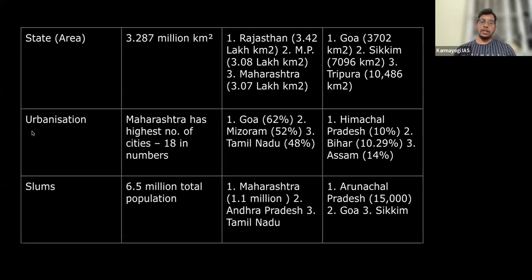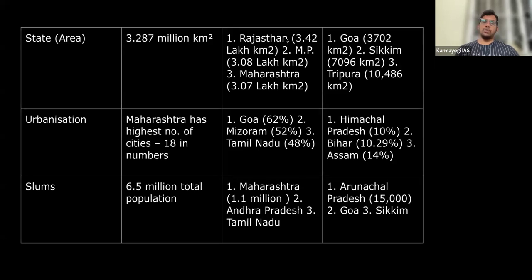So we have a high in Goa. You can see urbanization here. Goa is 62% urbanized, followed by Mizoram and then Tamil Nadu, right? Maharashtra has the highest number of cities, 18 cities. Then Himachal Pradesh, with 10%, is the least urbanized state, followed by Bihar and Assam. So Himachal Pradesh is the least urbanized.